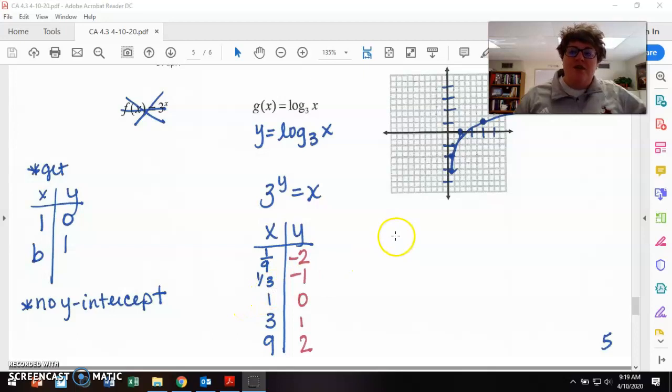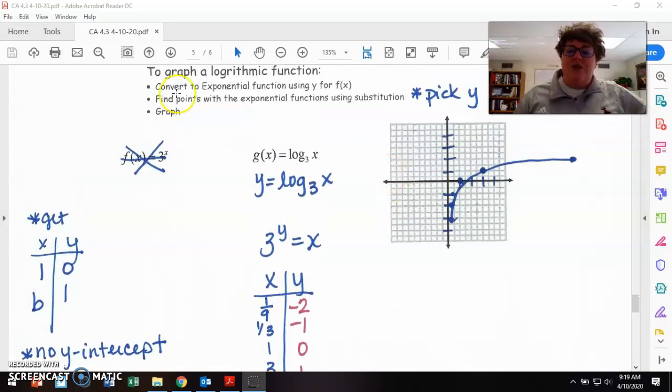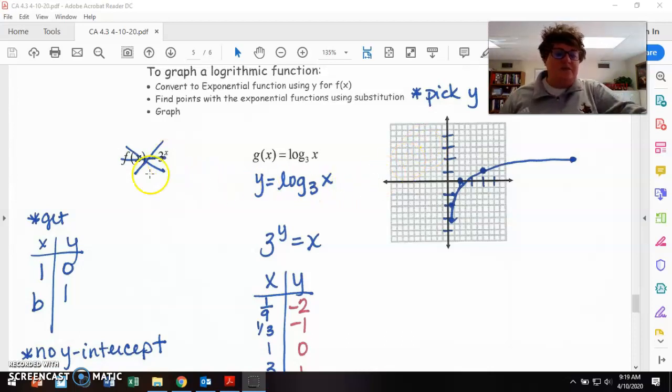Now with logarithms, remember logarithms and exponentials are inverses of each other. So if you remember the graph from exponentials, that graph was in quadrant 1 and 2. Remember inverses are symmetric across y equals x, so it just flip-flops across that. So now your logarithmic graphs are going to be in quadrant 1 and 4.